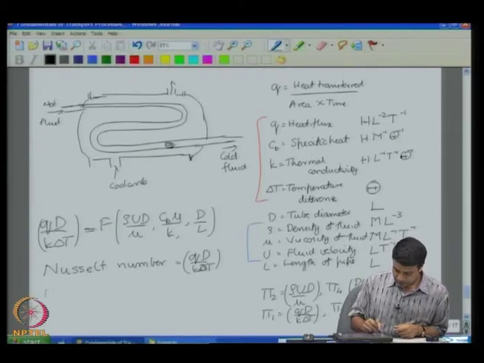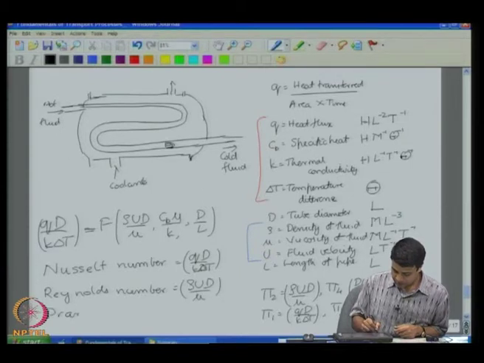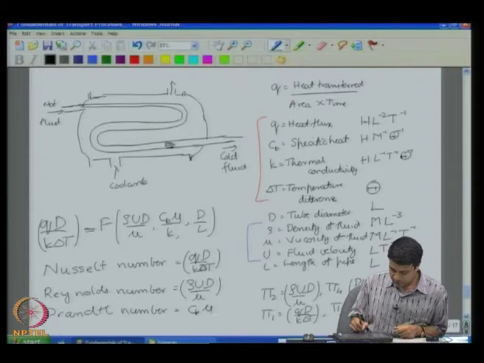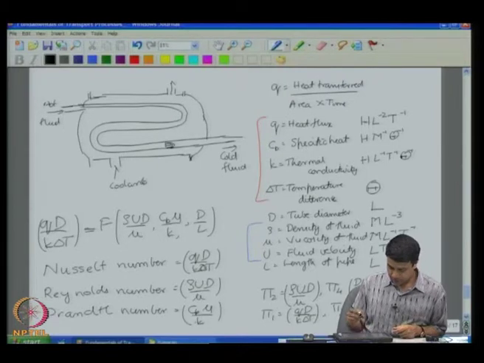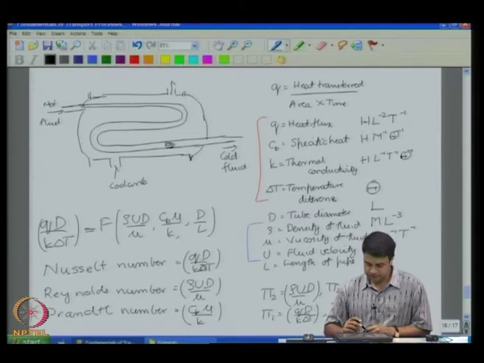Okay. The Reynolds number, rho u d by mu, and then I have something called a Prandtl number, C p mu by k. Okay. And then there is d by L, which is a ratio of 2 lengths.